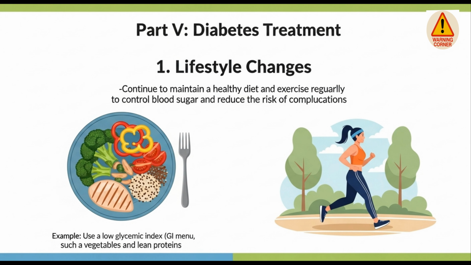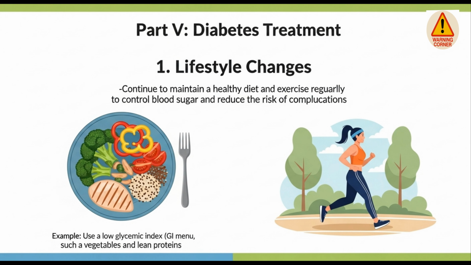2. Medications. Medications such as metformin, sulfonylureas, or DPP-4 inhibitors may be prescribed to control blood sugar. Insulin is used in severe type 1 or type 2 diabetes. For example, metformin is often the first choice for type 2 diabetes.